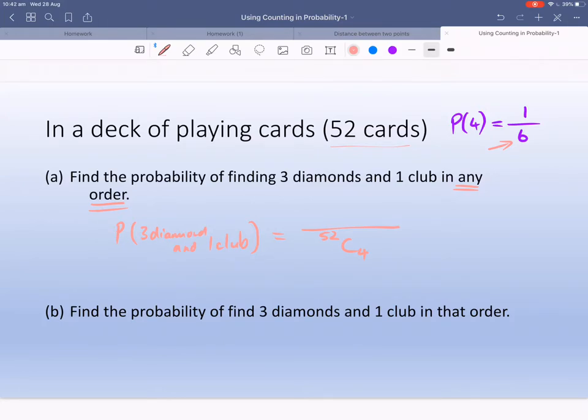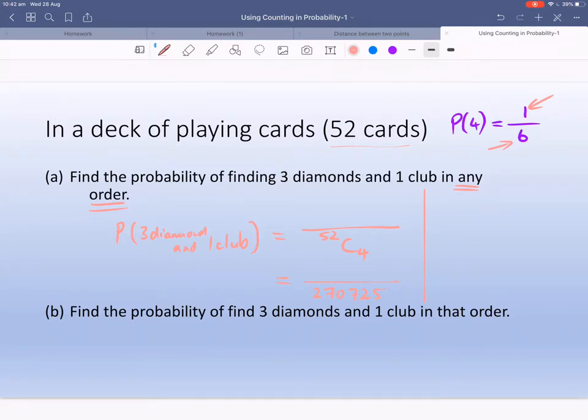And in actual fact, if we do 52 choose 4, it will be a really big number. So that's going to be over 270,725, okay? Now the numerator, just like in this example of rolling the die, is what we want to occur. So in the die example, we wanted a 4. In this case, we want 3 diamonds and 1 club. Okay, so we have to use combinations again.